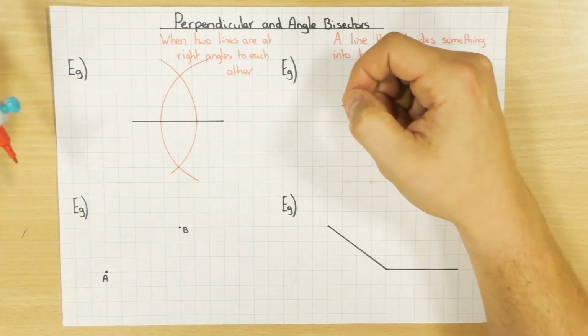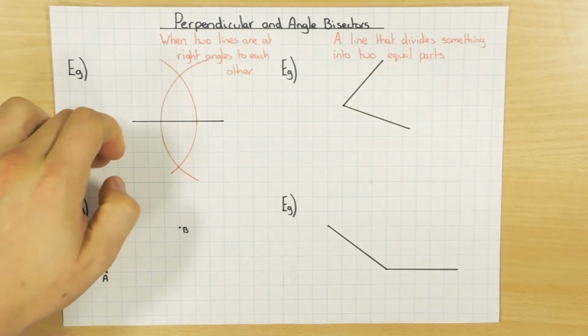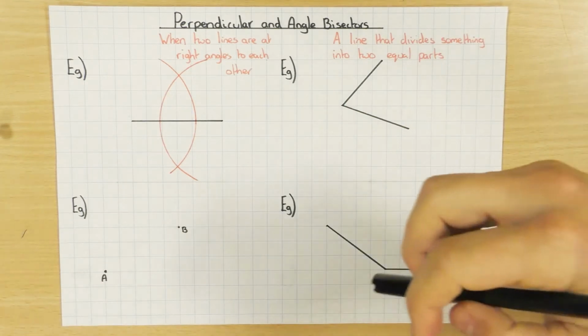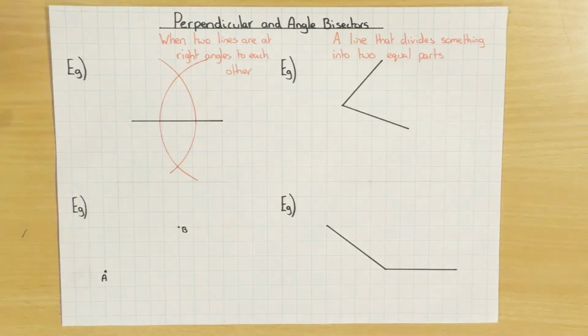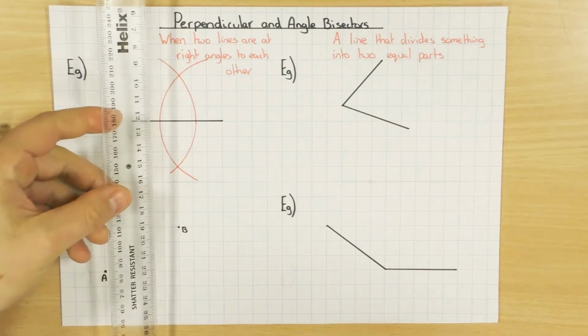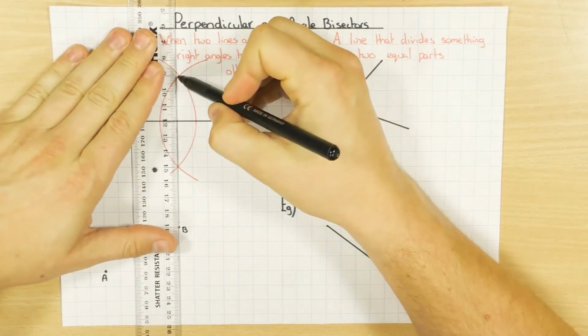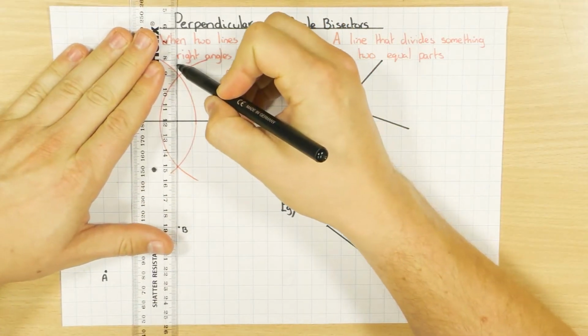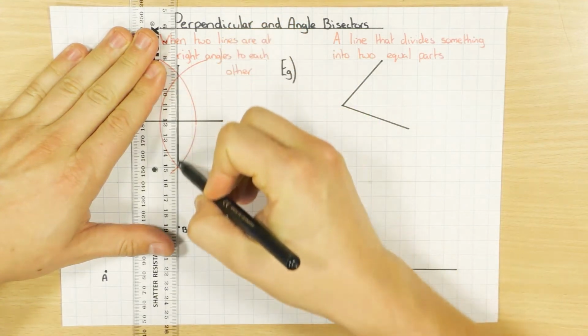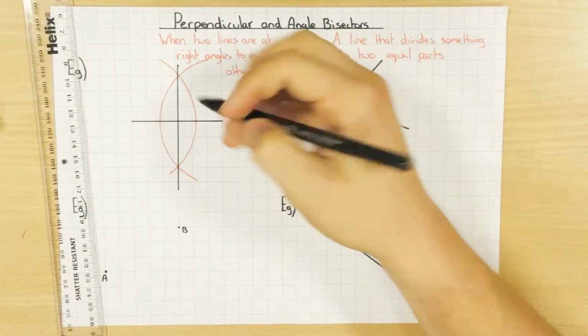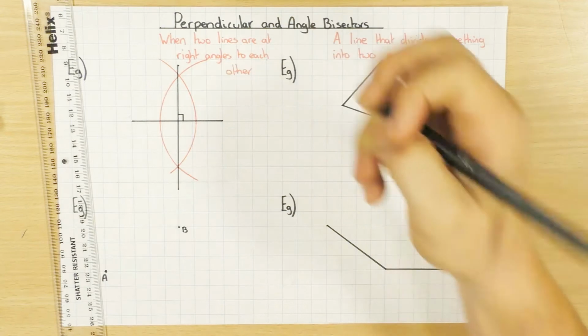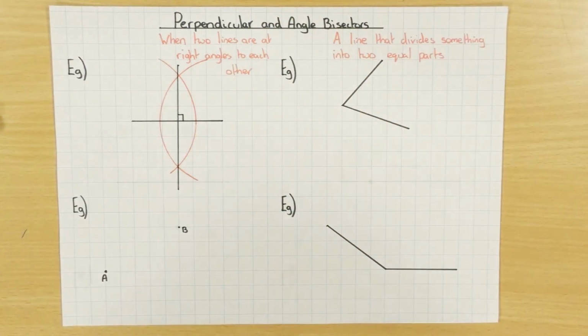Once you've done that, you can get your pen and a ruler, which is what I forgot to get. So get a ruler, and then where they meet, there and there, you can join them up, and there you go. You've drawn a perpendicular bisector. It meets at 90 degrees and it's bang down the middle.